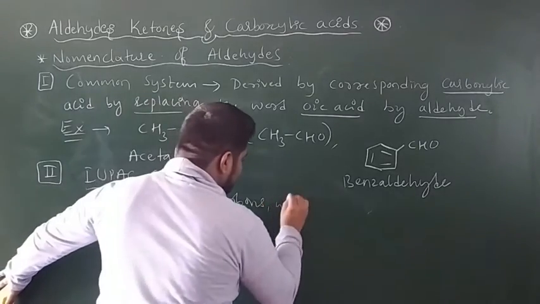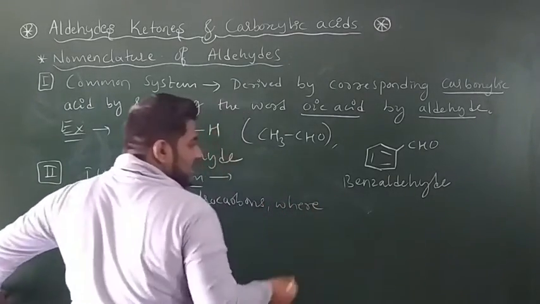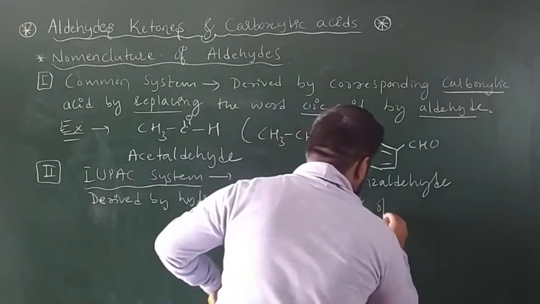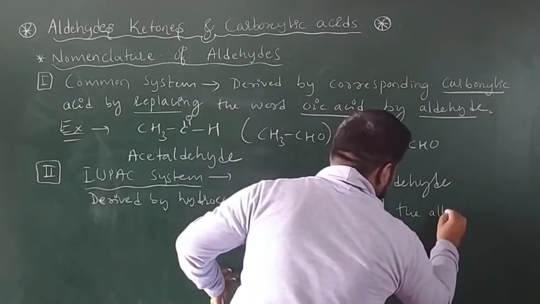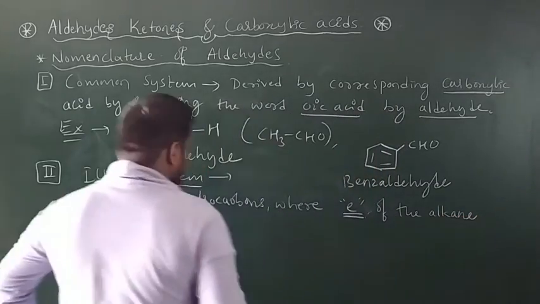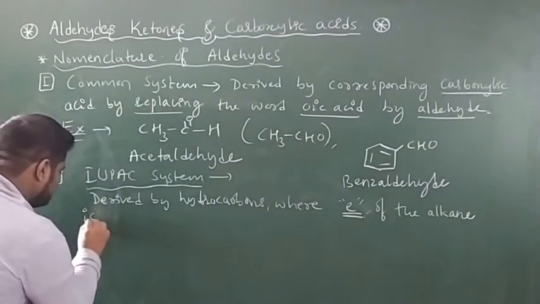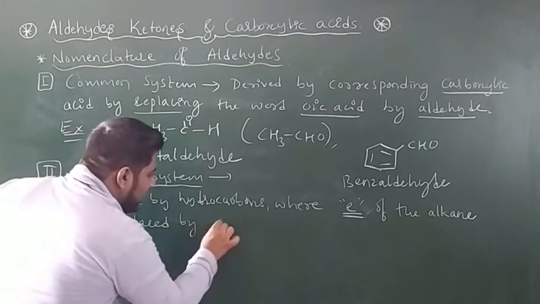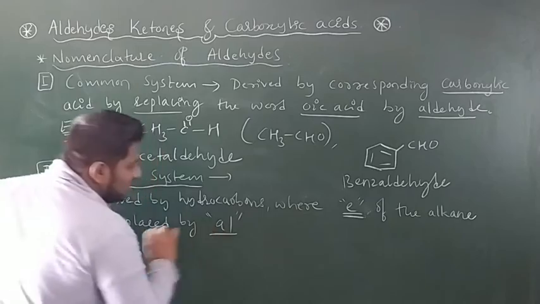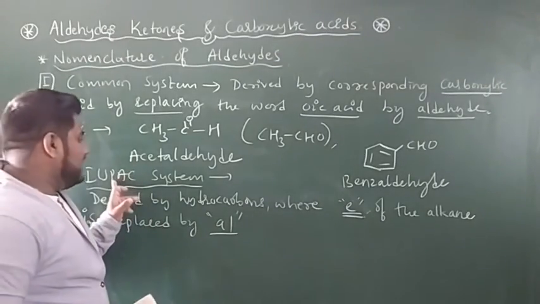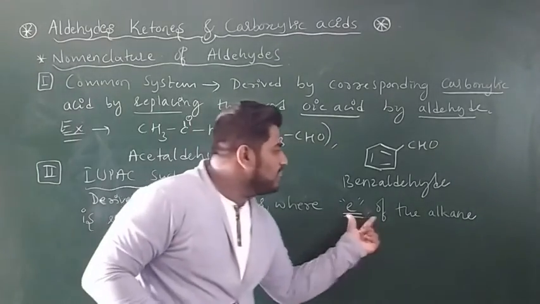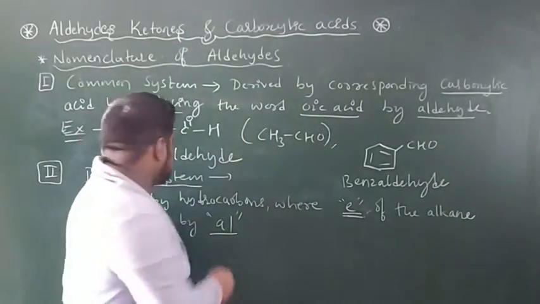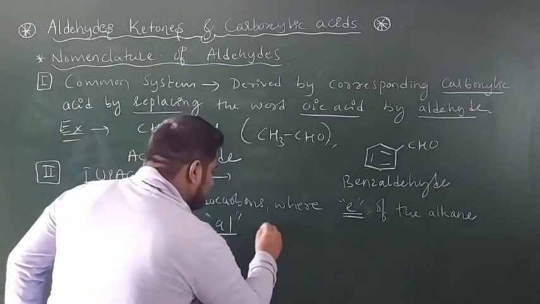Where the E of the alkane is replaced by al. So this is the important thing here. In the case of the IUPAC system, the E of the alkane is replaced by al. So you can take an example. Same, I will take that example only.